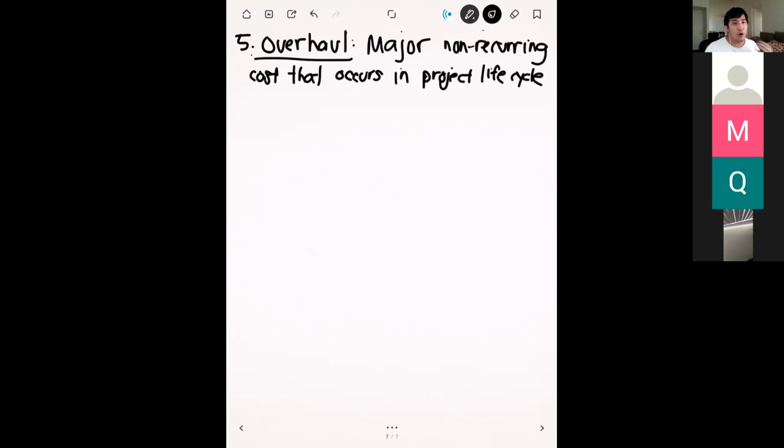A lot of times overhauls would be things like needing to replace a major part of your machine that you expect is going to break down within a couple years, or someone big in your company leaves and you have to hire someone new. Overhauls are generally unexpected, but sometimes you can plan for them, and they make their way into your cash flow guidance.